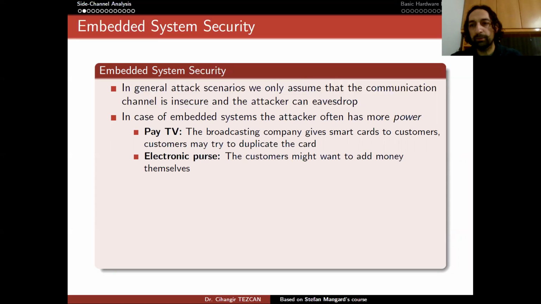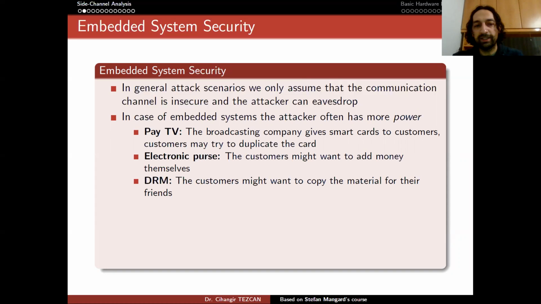And let's see more examples similar to this. Electronic purse. The customers might want to add more money themselves. Digital rights management. The customers might want to copy the material for their friends. So if you buy a video game, music, or anything from the internet, generally they have digital rights management, DRM, and you're not supposed to give it to other people.